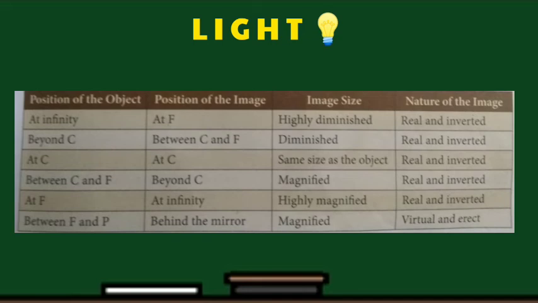Then if the object is placed between C and F, the image is formed beyond C, the size is magnified, and the nature of the image is real and inverted. Then if the object is placed at F, the image is formed at infinity. The size of the image is highly magnified. Nature of the image is real and inverted. Then if the object is placed between F and P, the position of the image is behind the mirror. Size is magnified and the nature is virtual and erect.